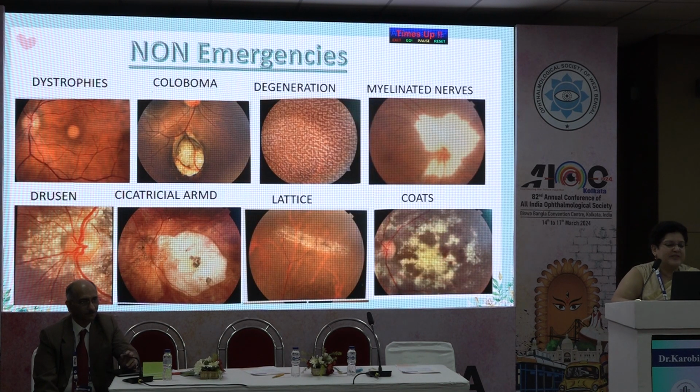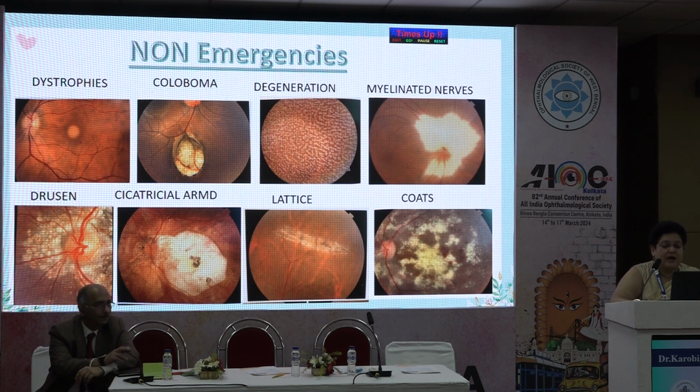These are all non-emergencies: dystrophies, colobomas, degenerations, myelinated nerves. Myelinated nerves, you have to be sure that it's in the superficial plane. Don't mistake it for something else, because many a time people have had a melee of investigations because they thought there was some kind of an osteoma or something at the back.